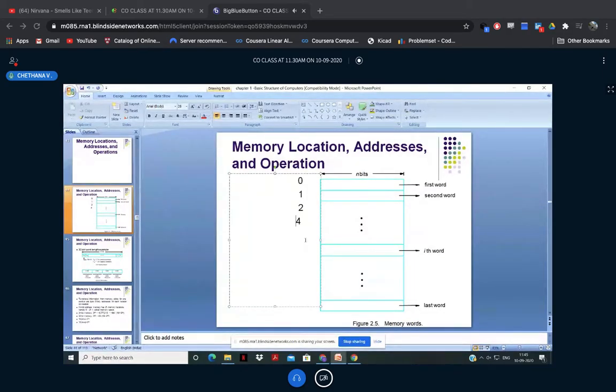So in one memory location, you are going to store totally how many bytes? Only 1 byte. How much are you storing? Only 1 byte. So 1 byte is equal to one memory location. I think you are able to understand. 1 byte is equal to one memory location.